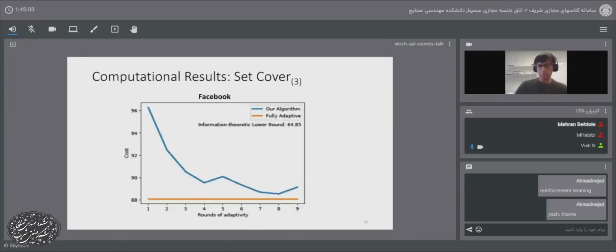So on the Facebook network, we see a similar behavior. By the time the number of rounds goes to 7, we have a cost that is very comparable to the fully adaptive algorithm that uses a very large number of rounds. And again, these costs are not very far from the information theoretic lower bound.